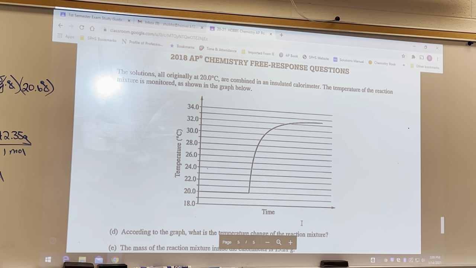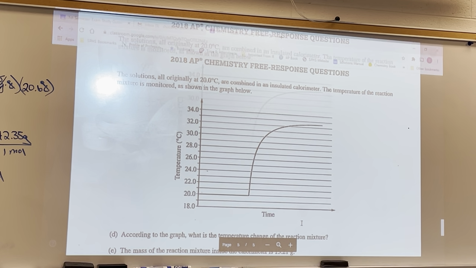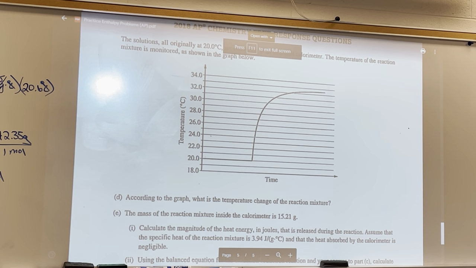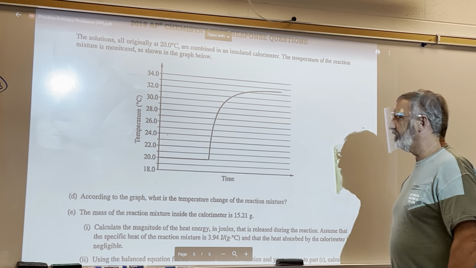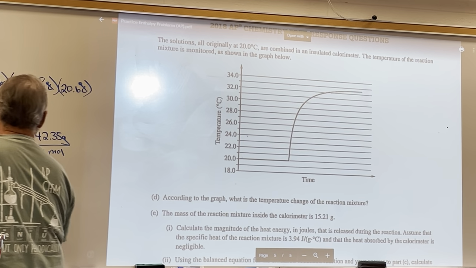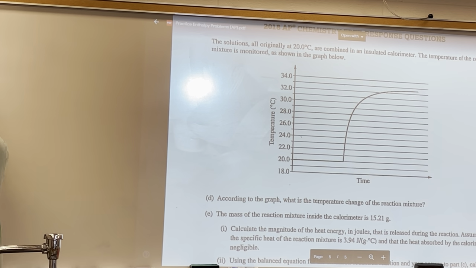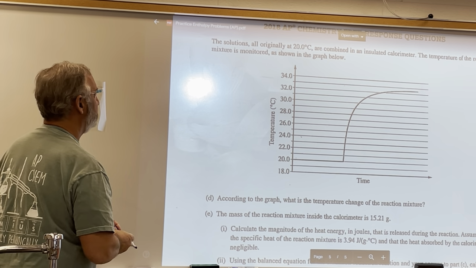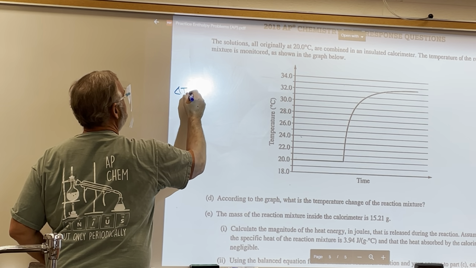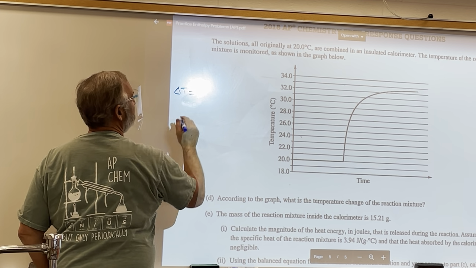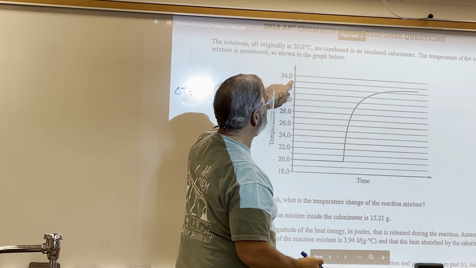All right, so we have another graph, another temperature change. It says the solutions, all originally at 20 degrees, are combined in an insulated calorimeter. So that's a clue right there, the type of problem again. The temperature of the reaction mixture is shown. So this time, what's delta T going to be? Positive or negative? Delta T is going to be final minus initial. This is 32, this is 33. So what would we say this is?